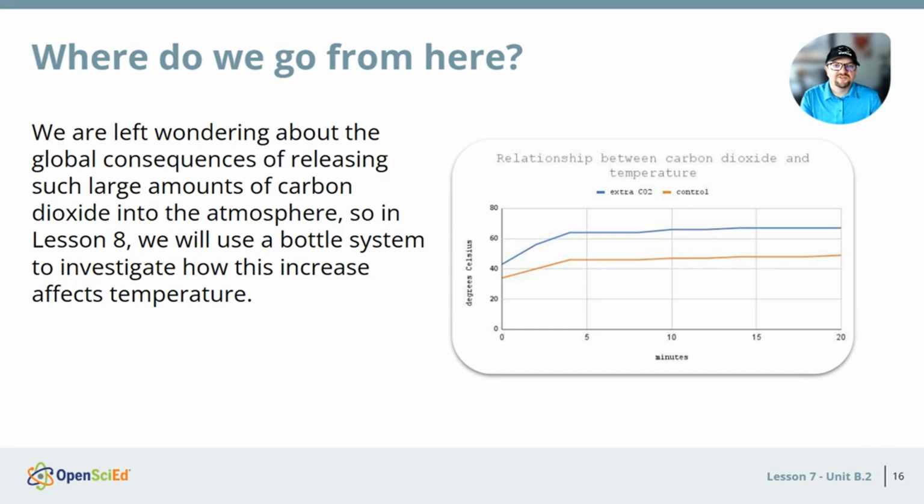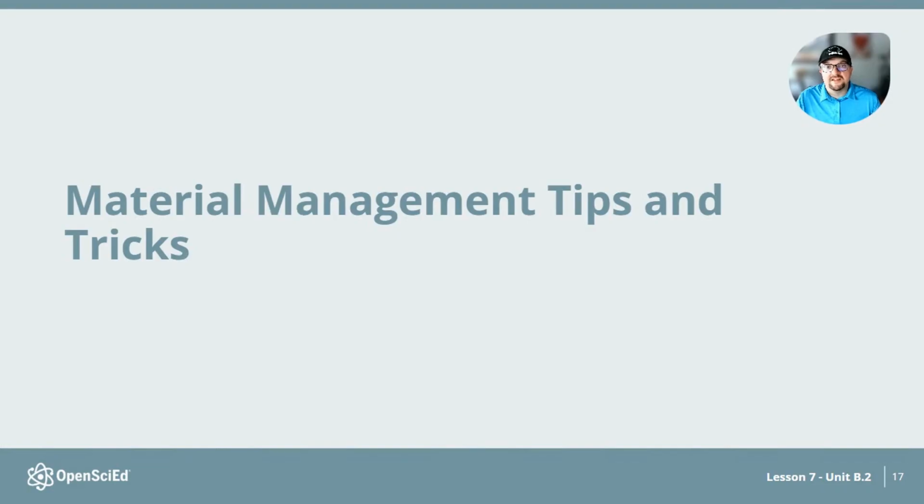At this point, our students are wondering about the larger global consequences of releasing all this trapped carbon dioxide into the atmosphere. I use this to preview Lesson 8, letting them know that we will set up a bottle system investigation to test the direct effect of increased carbon dioxide on temperature. Let's pivot to some practical classroom testing logistics that help these 2 days run smoothly.